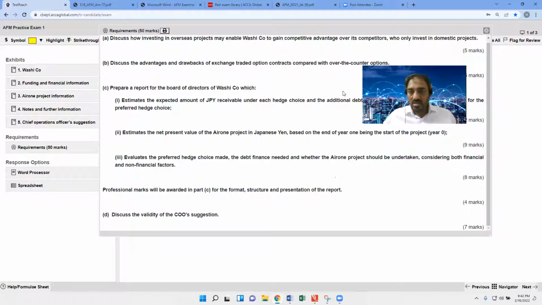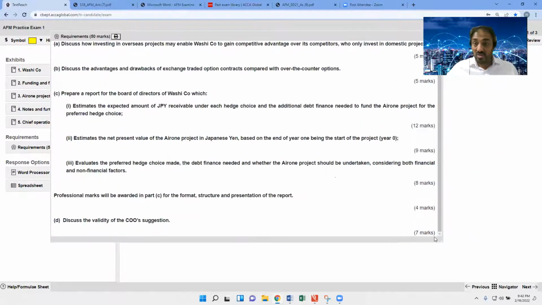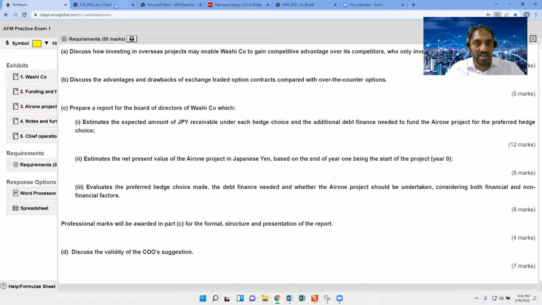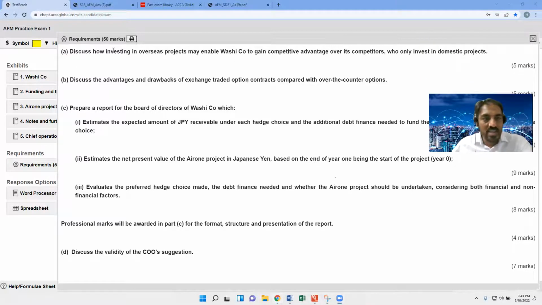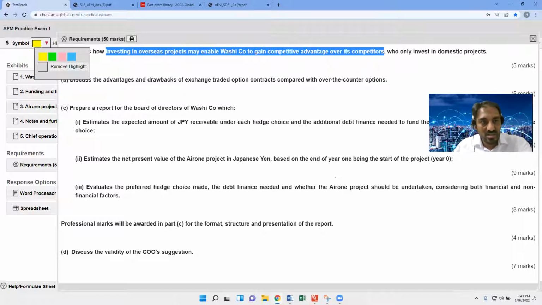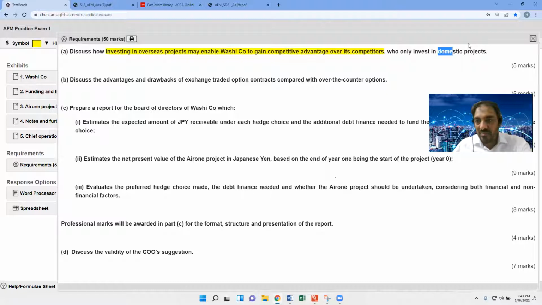So now, an exam standard question, an exam caliber question, that's very much important. So let's start this question by reading the requirement. The first thing is to read the requirement. Okay, number 1. Discuss how investing in overseas projects may enable Washi Company to gain competitive advantage over competitors who only invest in domestic projects.